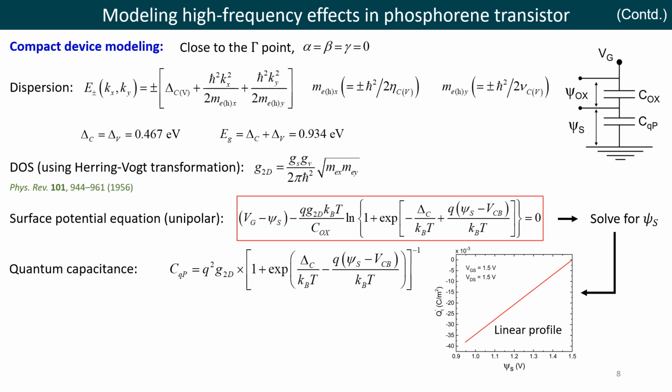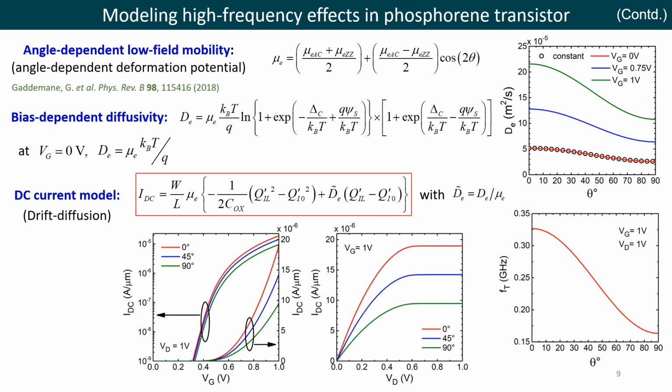To be noted that since we have used a conventional gate stack on top of phosphorine, the inversion charge versus surface potential profile as shown here has come up to be linear rather than being non-linear. So this linear nature of the Qi versus psi s profile readily eliminates the need for piecewise charge linearization techniques.